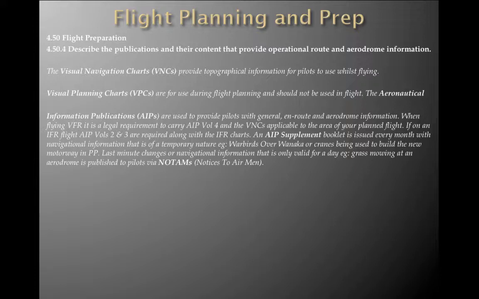We also need to be able to describe the publications and their content that provide operational route and aerodrome information. And that is the VNC charts, the visual navigation charts that provide the topographical information for pilots to use whilst flying. The VPC charts, so the visual planning chart, and they're for use during flight planning and should not be used in flight. And the Aeronautical Information Publication, obviously Volume 4, which you're supposed to have with you anyway. And these are used to provide pilots with general en route and aerodrome information when flying VFR.